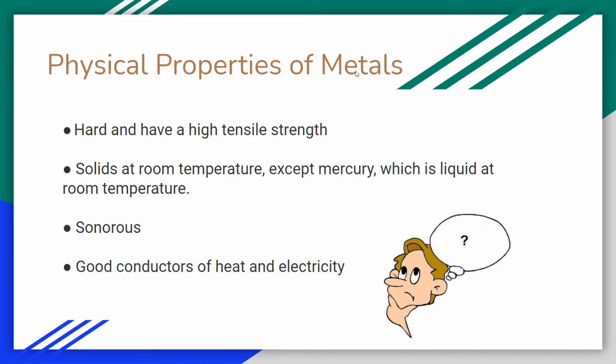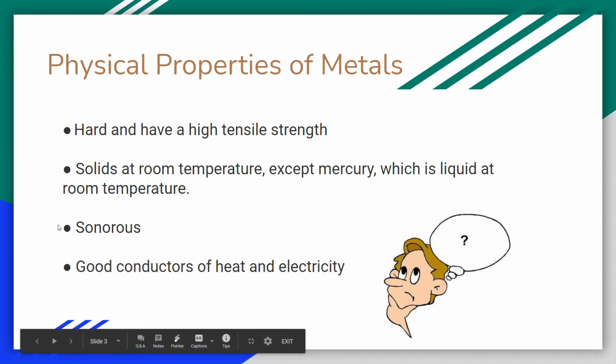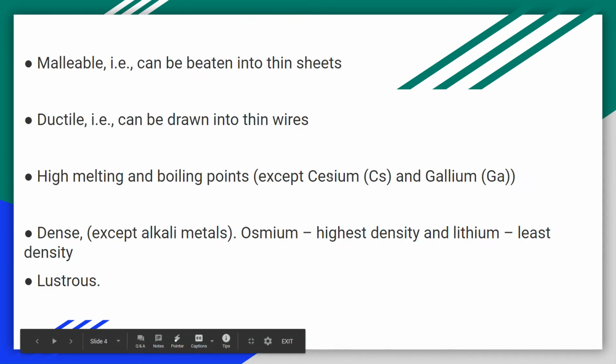Physical properties of metals. Metals are generally hard and have high tensile strength, means that they can bear a lot of strain without breaking down. Metals are generally solid at room temperature, except mercury, which is liquid at room temperature. They are sonorous, as they produce sound when they are beaten with something hard. They are good conductors of heat and electricity. By the way, silver is the best conductor of heat and electricity.